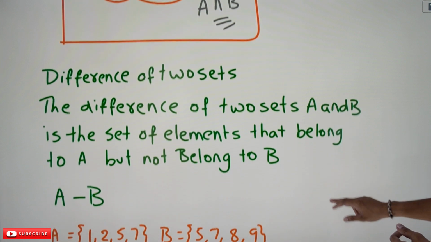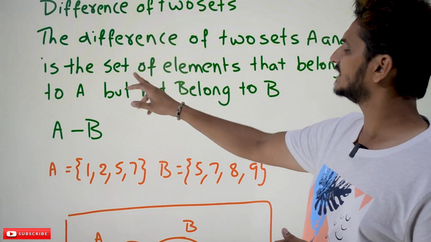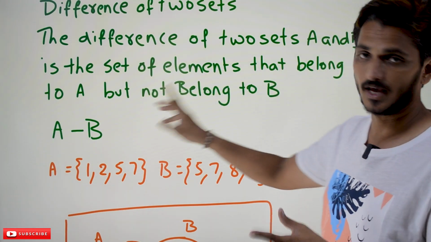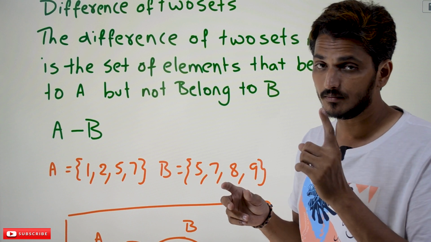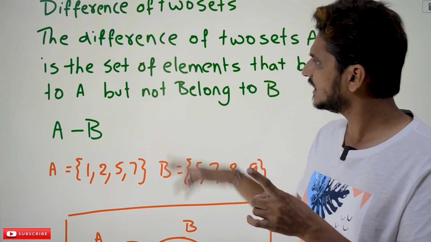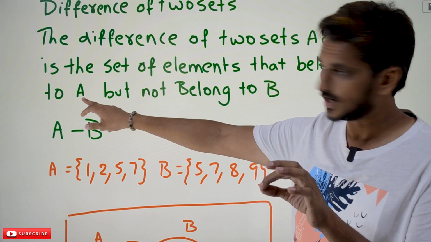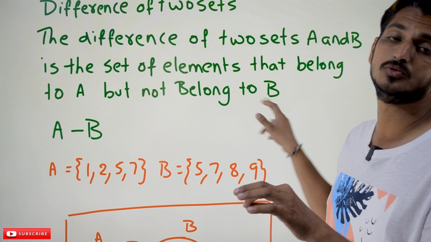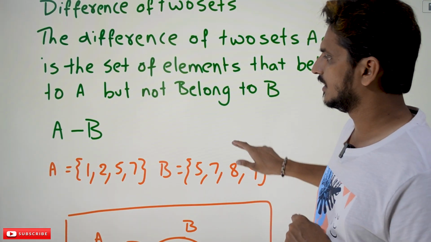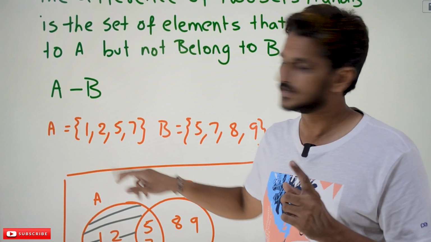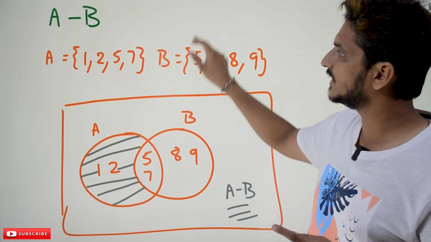Now coming to the difference of two sets. The difference of two sets A and B is the set of elements that belong to A. If you take any two sets A and B, the difference is given as the set of elements that belong to A but do not belong to B. It should not belong to B. The difference is given as A minus B. With an example we are going to understand it better.